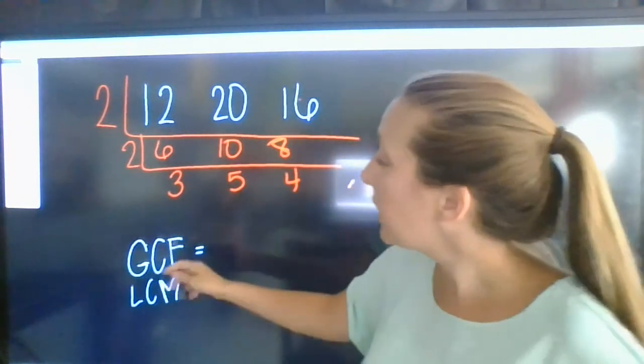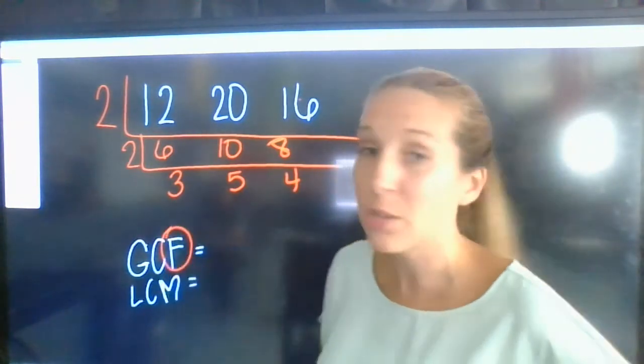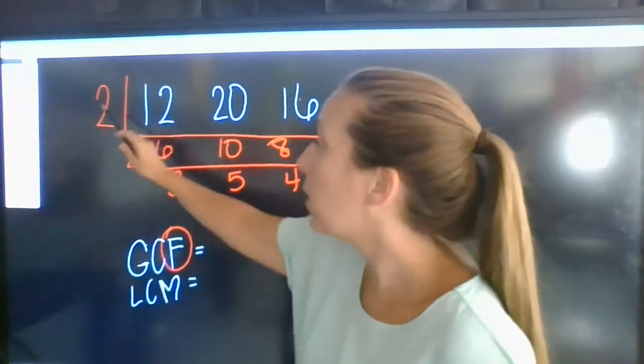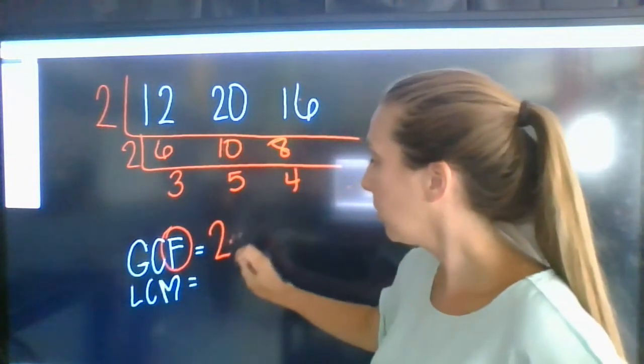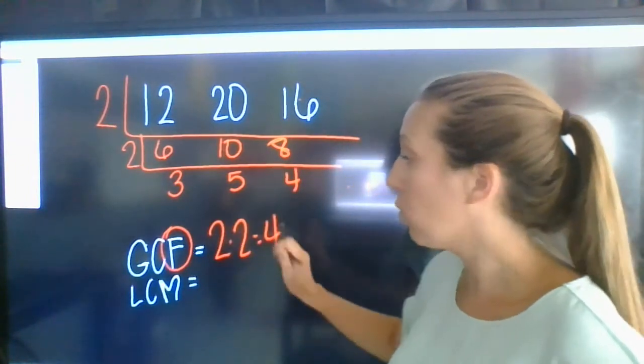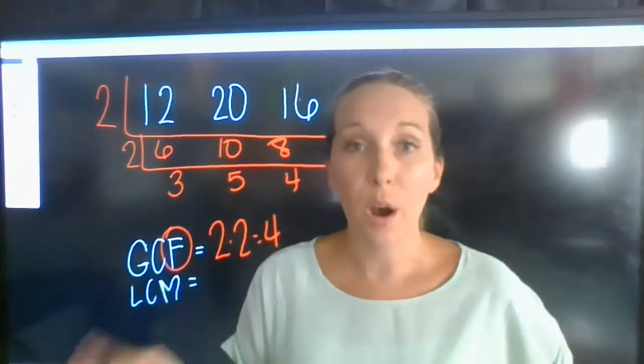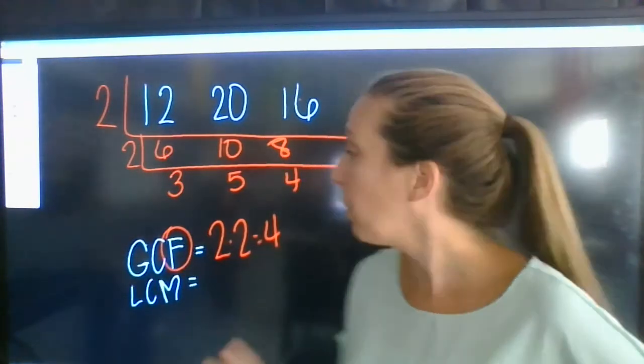So we're going to look at GCF. Now remember that F, we're factoring, we're dividing out. So look at what numbers you divided out. We divided out 2 2s, which is 4. So our greatest number that can go into all three is 4. 2 can go into all three twice. So that's how we picked 4.